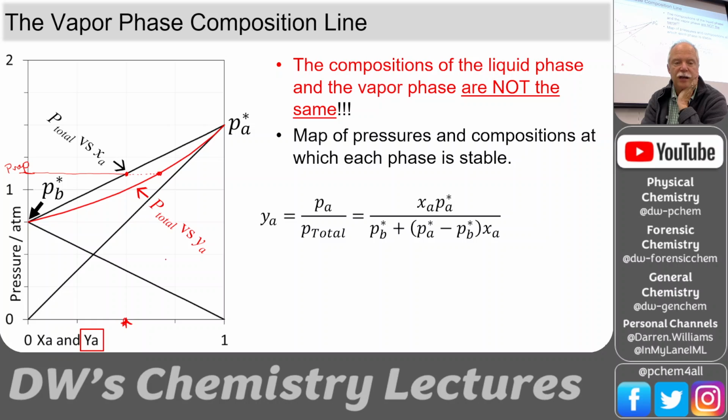And that red line tells us that we have like 60% A, 40% B. So the liquid state has 50-50, but the vapor state has 60-40. That's weird, isn't it? But it makes sense if you think, yeah, A is more volatile, so we should have 60% A, or more A in the vapor phase than we have in the liquid phase.